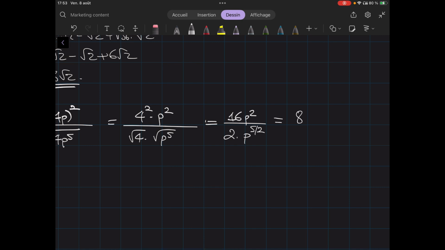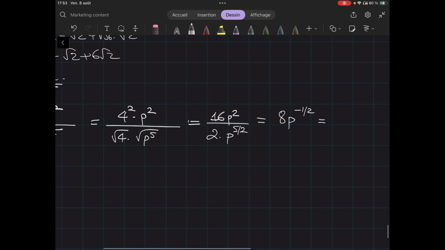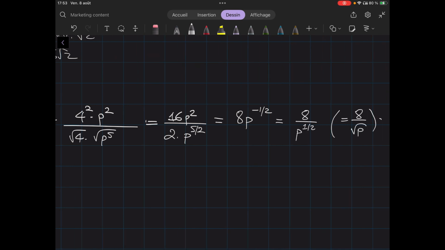So you would get 8p to the negative 1 by 2. But we are asked to give our answer with positive indices. We have to rewrite this as 8 divided by p to the 1/2. Alternatively, 8 divided by the square root of p. Question 3.